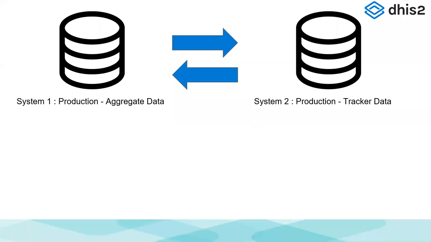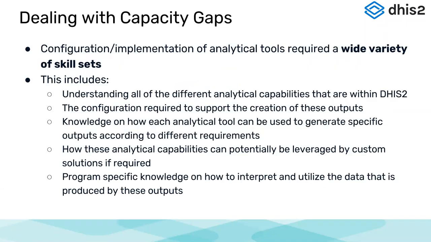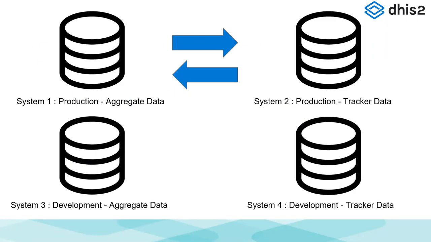So a better practice would be, while these two, or sometimes some countries just have one DHIS2 instance for production, you should always have a development instance for each of the production DHIS2 instances. So in case we have a separate aggregate data DHIS2 instance and a production DHIS2 tracker instance, it's always good to have separate development instances as well. So you test in those, and once you are satisfied with the performance and everything, you can push it to the aggregate instance. So that's a good practice.